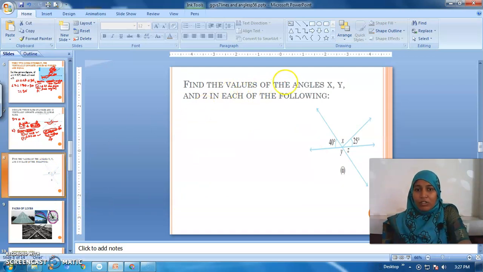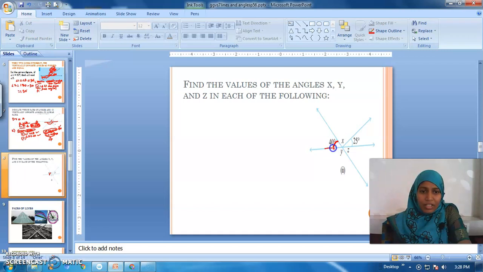Okay. Find the values of the angles x, y and z in each of the following figure. Here, if it is a competitive exam or if it is in 1 mark, you don't need to work anything in steps. Directly you can get the answer. Okay. Can you observe this and locate vertically opposite angles? Is it possible for you to locate vertically opposite angles now? Are you able to do it? Yes.